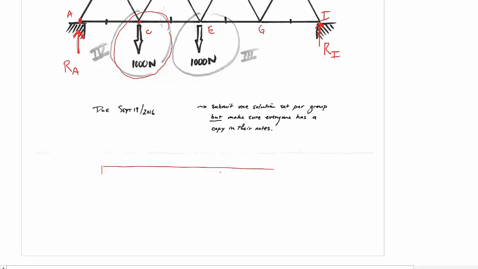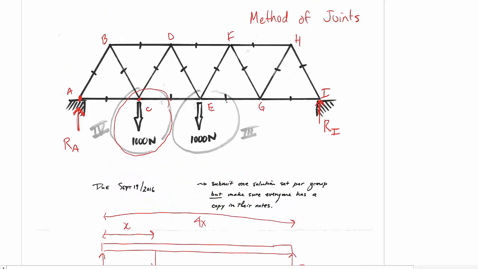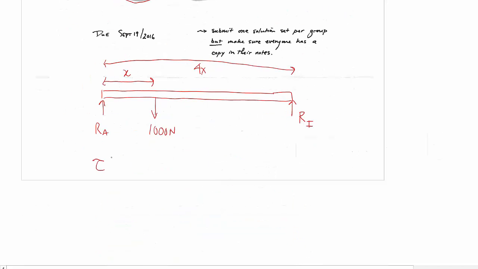Just redrawing what this would look like, if we treat the bridge as just some beam sitting on these two supports, we have 1,000 newtons here, RA and RI. I could call this some distance x. Therefore, this would be some distance 4x. If each one of these little sections is x, you can see the distance from there to there is 4x. So torque around point A, the total torque, is equal to 0.